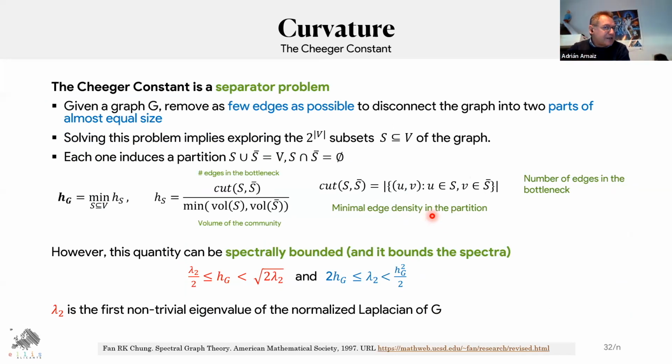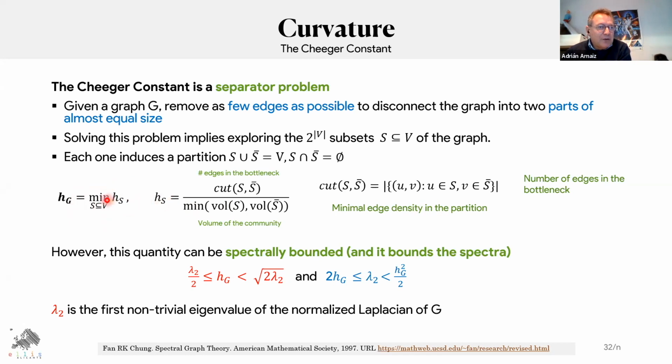The Cheeger constant comes from a separate problem. Given a graph, the idea is to remove as few edges as possible to disconnect the graph into two parts and make a partition, but these parts have to have almost equal size. It is strongly related to the problem of finding the spectral gap. Again, solving the problem implies exploring an exponential number of subsets of the graph, because each subset induces a partition. The Cheeger constant is going to be the minimum h_S among all the partitions. So doing that is NP-hard, of course.